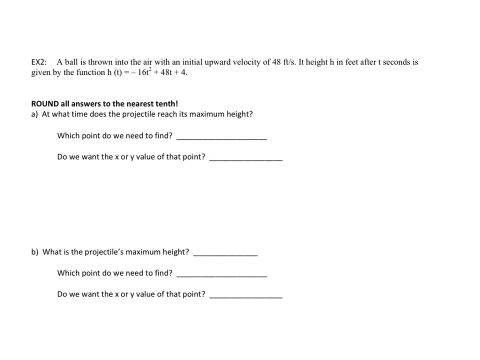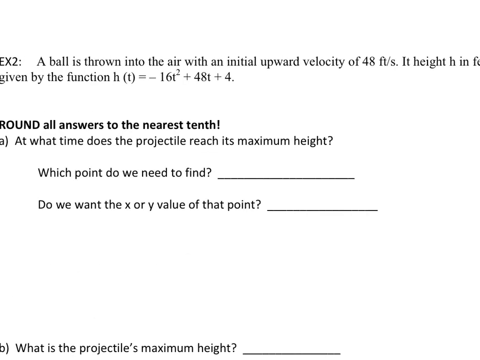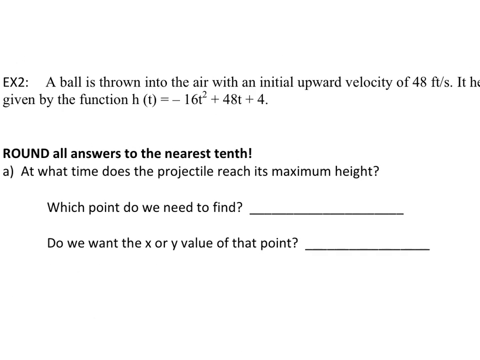So we have a question: a ball is thrown in the air with an initial upward velocity of 48 feet per second. The height h in feet at t seconds is given by the function h of t equals negative 16t squared plus 48t plus 4. The first thing we should do with these questions is always write down our a value, our b value, and our c value. In this question, a is equal to negative 16, b is equal to 48, and c is equal to 4.